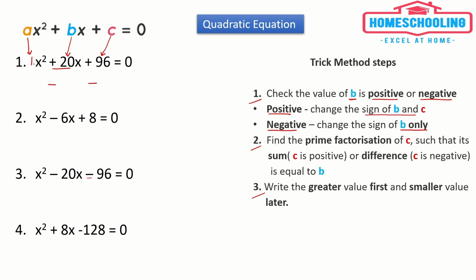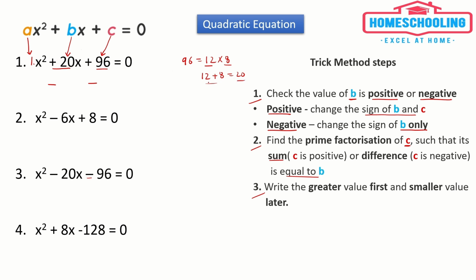Now in step number 2, we have to find the factors of c such that their sum is equal to b. So we have to find the factors of 96 such that their sum is equal to 20. So 96 can be written as 12 times 8. These are the two factors of 96. And if we sum them up, 12 plus 8 is equal to 20. So the sum of the factors of c, that is 96, is equal to the value of b here.